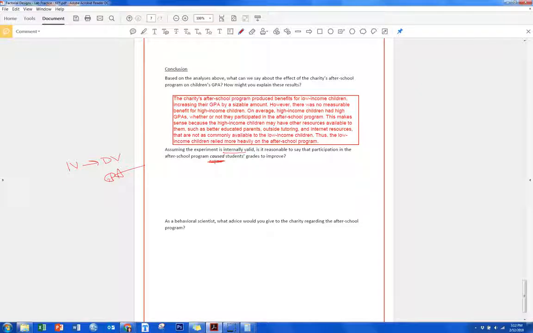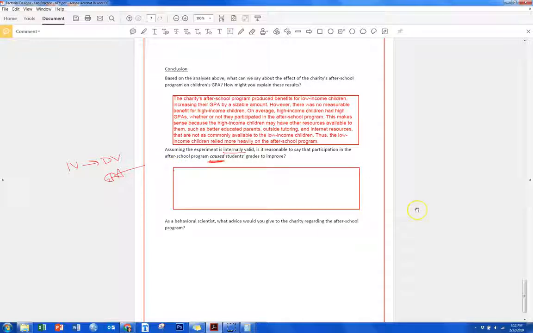The purpose of an experiment is to infer causality. We are manipulating the independent variable. We randomly assign some kids to be in the after-school group and some kids not to be. And because of that, we can say that this difference caused the change in the GPA, again, assuming internal validity. So yes, that's the whole point of an experiment.